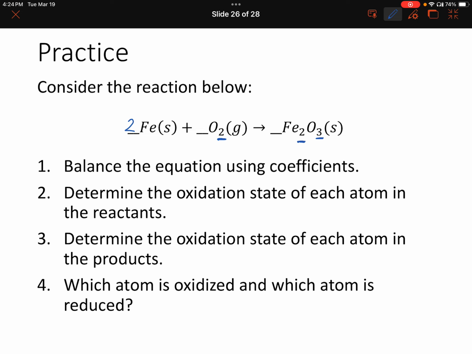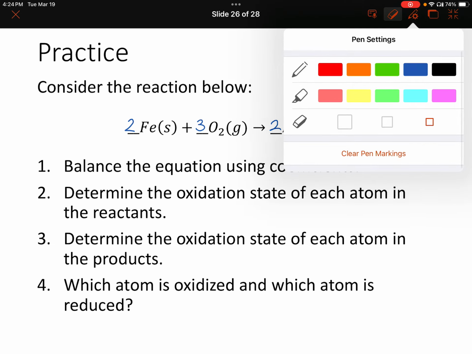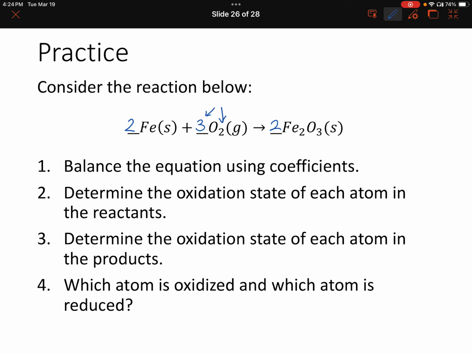Well, one way to do it is just to multiply the oxygens on the left by the subscript on the right. So we'll multiply O2 by 3, and then we'll do the same thing for Fe2O3. We'll multiply that by 2. And that should give us a total of 6 oxygens on each side. So on the left we have 3 times 2, so that's a total of 6. And on the right, we also have 2 times 3, which is 6.